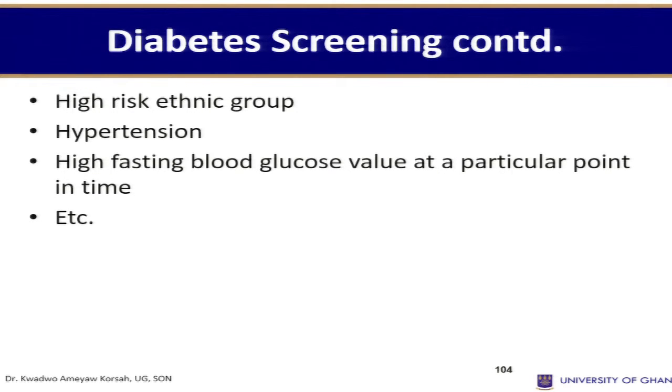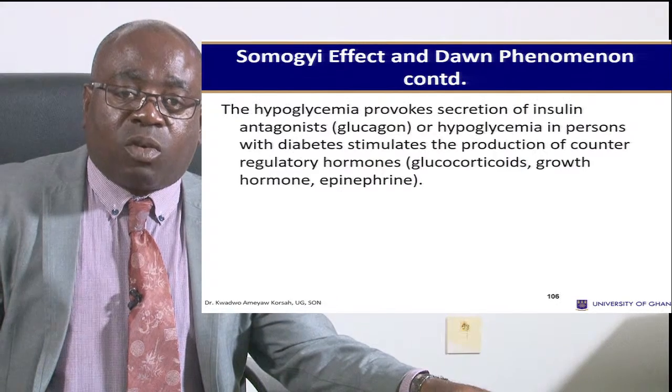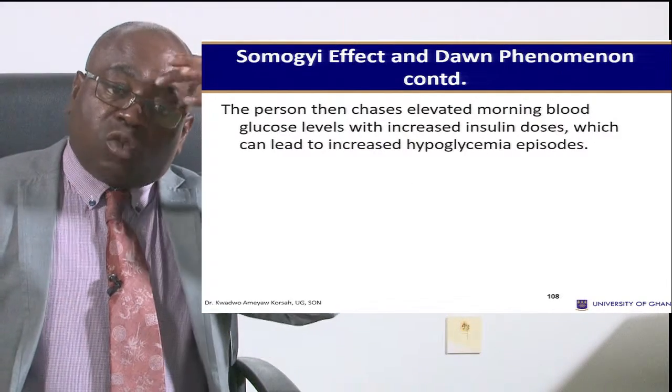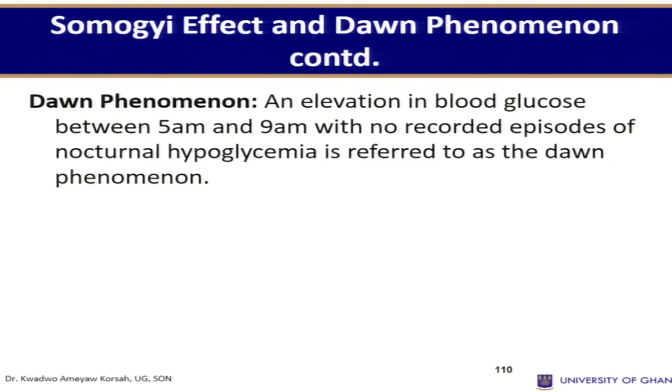And then high risk ethnic groups, hypertension, and then high fasting blood sugar level values at a particular point in time, and then other factors we need to take into consideration. I want you to look at the Somogyi effect and the Dawn phenomenon. I've provided notes for the Somogyi effect. As you read, you should be able to identify the difference between the Somogyi effect and then the Dawn phenomenon.